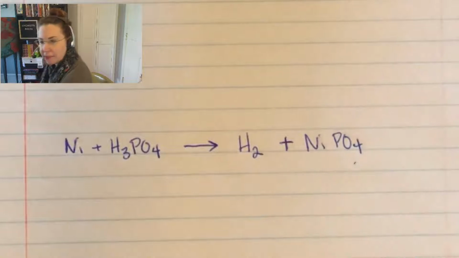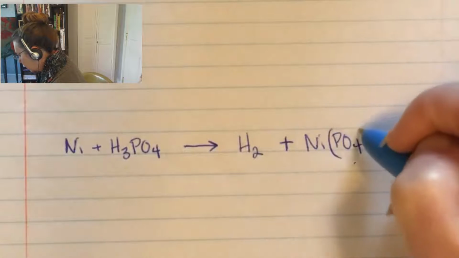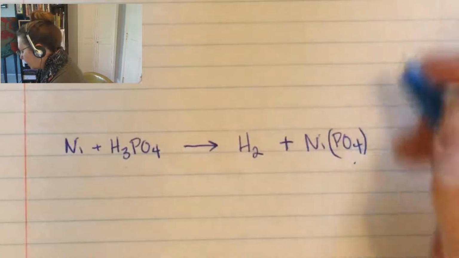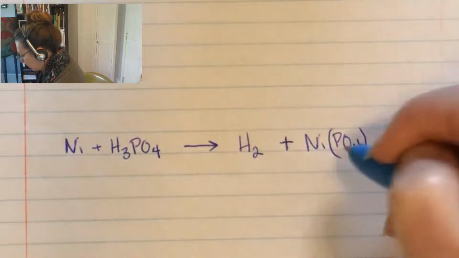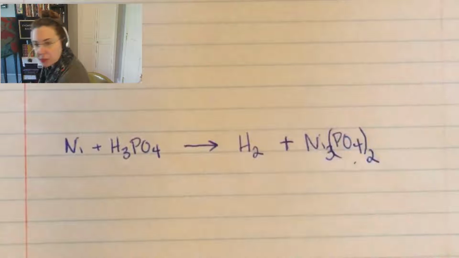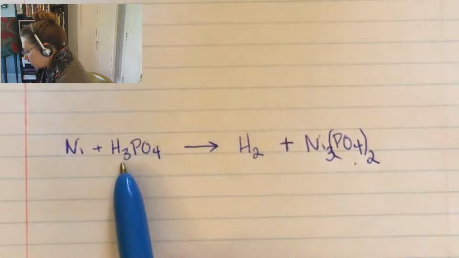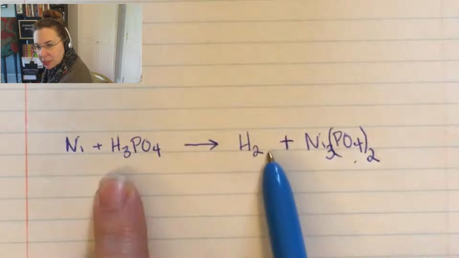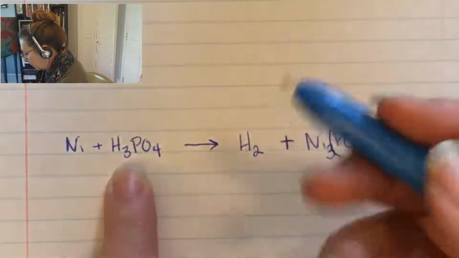Now I cannot leave it like this because phosphate has a charge of -3 and nickel has a charge of +2. That means that I'm going to need a subscript of a 2 here and a subscript of a 3 there. Now, here's where people get hung up. They look, they say, but I've got 3 hydrogens and I've got 2 hydrogens. What do I do with that? Well, you deal with that in your balancing.